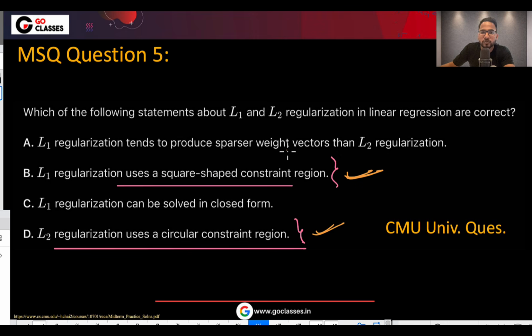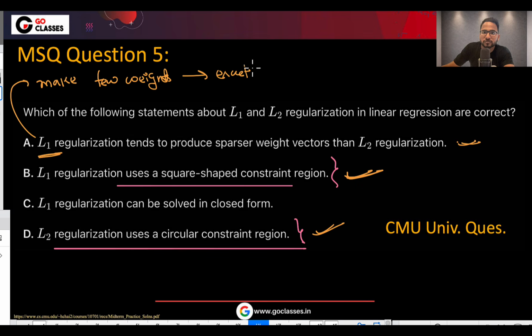Now what about the other options? L1 regularization tends to produce sparser weights. Yes, L1 tries to make a few of the weights to be exactly 0.